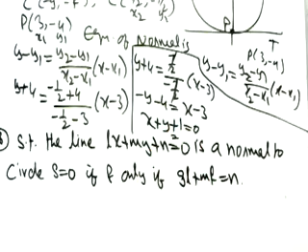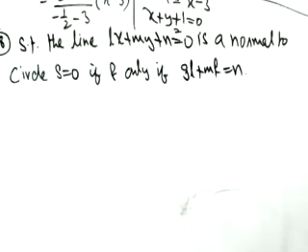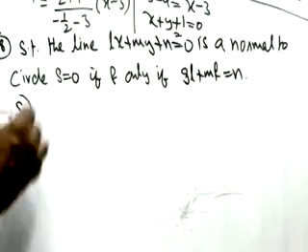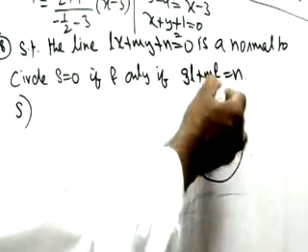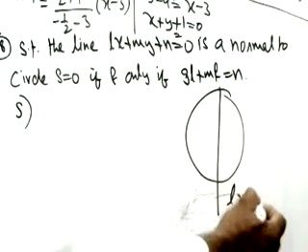4 minus 3 is 1... equals 0. So this is the equation of the normal. One more question is here, watch carefully. Now show that the line is a normal to the circle.